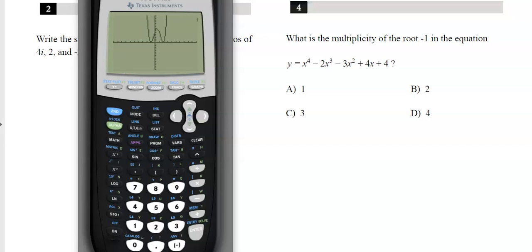Ooh. Yeah, so it looks to me like we have a double root kind of right here. Looks like we have a double root at x equals -1. Looks like it happens twice. And it looks like we have another double root at x equals 2 because it bounces there. So I believe the correct answer, it's confirmed, is B.